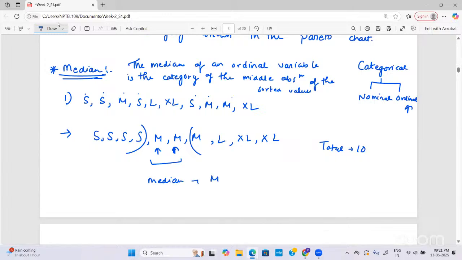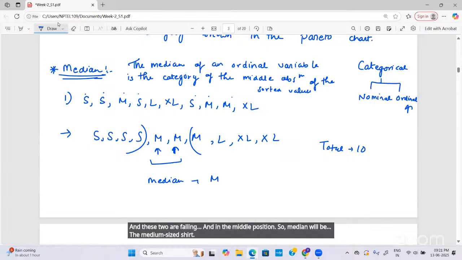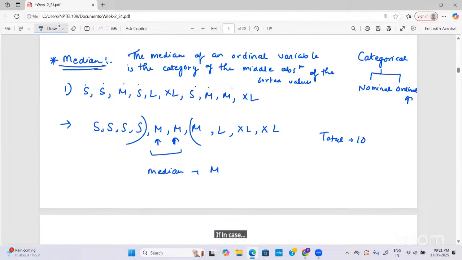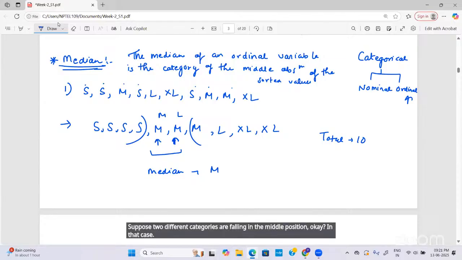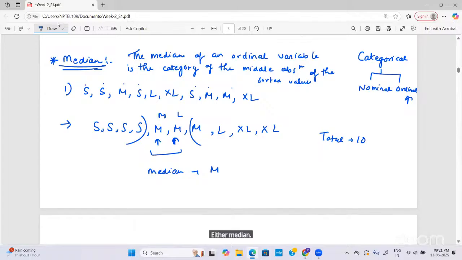the medium size shirt. If in case it is not medium, suppose it is L, so two different categories are falling in the middle position, in that case, either medium or large will be your median. Whatever falls in the middle position will be your median.